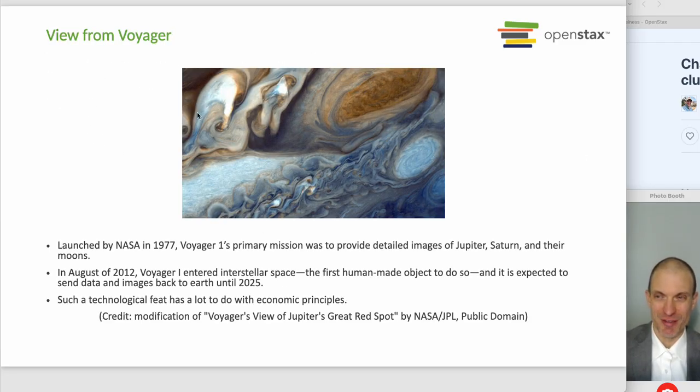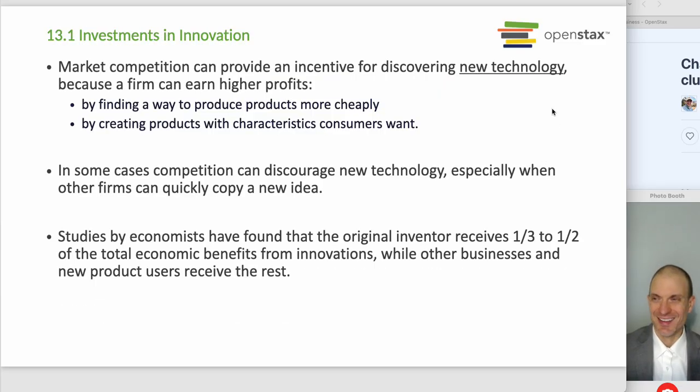All right, so here we have our view from Voyager. Launched by NASA in 1977, Voyager 1's primary mission was to get detailed images of Jupiter, Saturn, and their moons. In August of 2012, it entered interstellar space, the first human-made object to do so. It's expected to send data and images back to Earth until 2025. Oh, that's like now. So I wonder if it'll make it past that. We will see. All right.